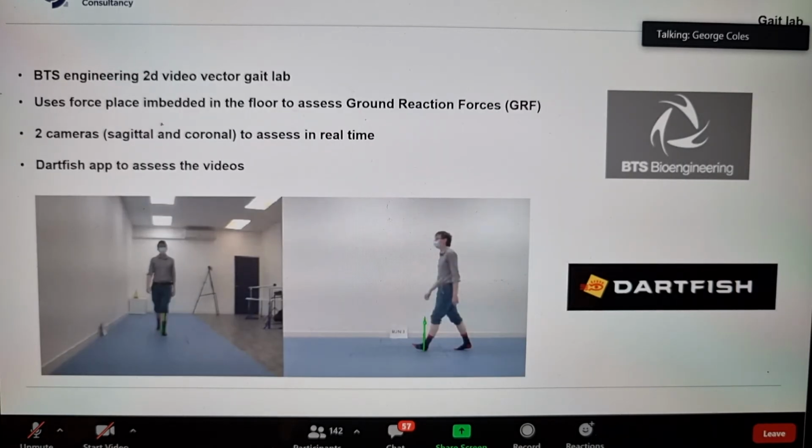So a little bit about our gait lab. We have 2D video, vector gait lab, force plates. This is me walking up and down. I've not got video on it yet, but just so you can all have a see what kind of thing we're using. We've got 2 cameras, sagittal and coronal, to assess in real time. And then we've used Dartfish, which was discussed the other week, typically to assess the videos.